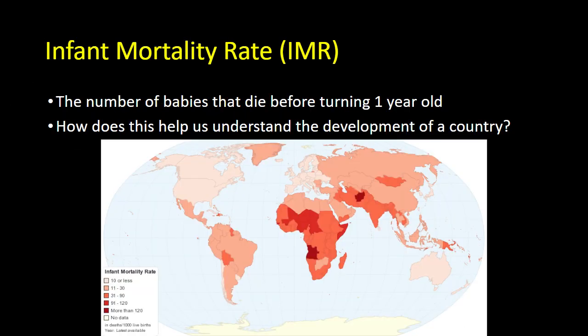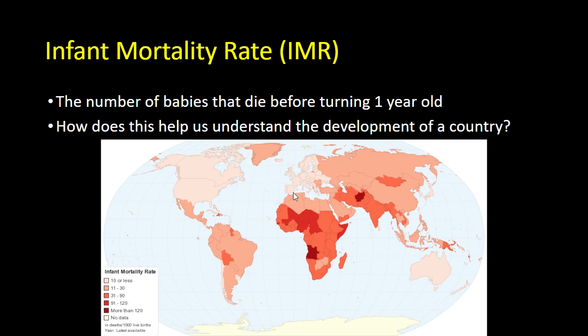Infant mortality rate, or IMR. This is the number of babies that die before they turn 1. Mortality means death. I know people get confused. They see mortality, they think mortal, they think alive, but that's not the case. It's the babies dying, how many? That's what infant mortality rate means.